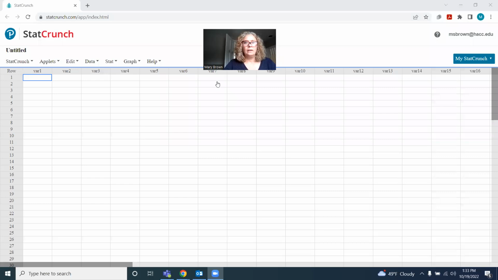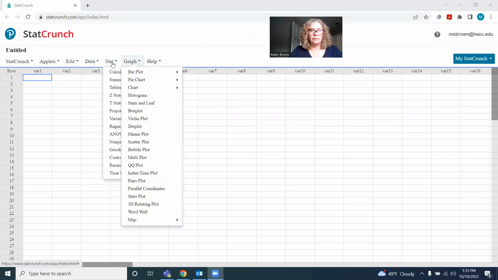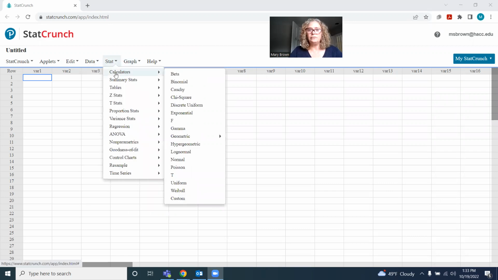Hello, we're going to look at how to determine binomial probabilities and Poisson probabilities using StatCrunch. So let me share my screen here. All right, on StatCrunch, if you go to Stat Calculators, that's where you'll find all of the different calculators for the probability. Let's look at binomial first.